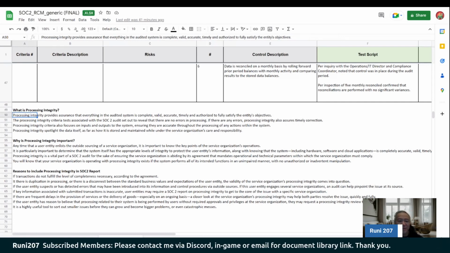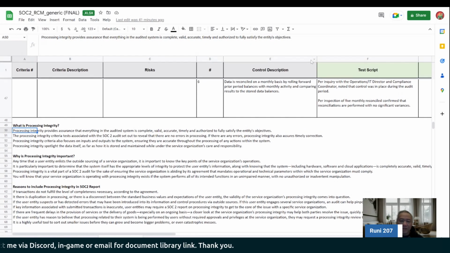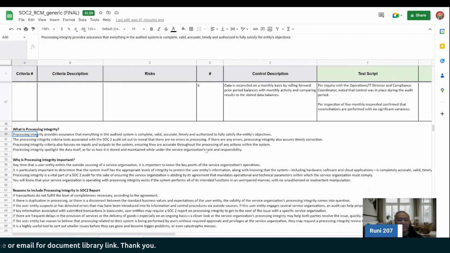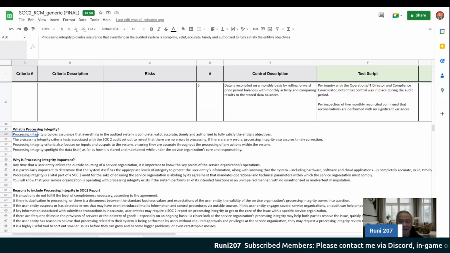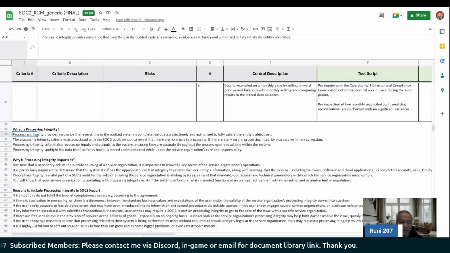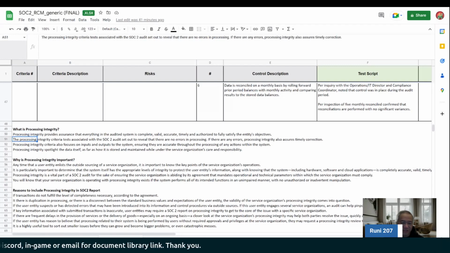And processing integrity involves, let me make this a little bit bigger here. It provides everything that we audit essentially from the system side. We want to demonstrate that it's complete, valid, accurate, timely, and authorized to fully satisfy the entity's objectives, basically the agreement that they have with you, the customer.